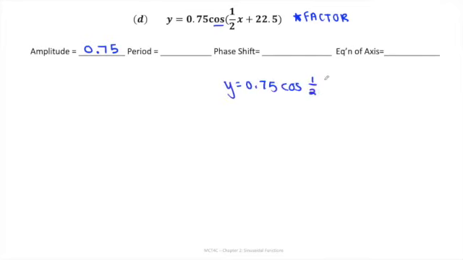Pull out that half from there, and when you pull out that half, you're actually going to multiply that 22.5 by 2. So it's going to be x plus 45 degrees. Okay, to pull that out, you're dividing. To pull it out, you have to divide by 2. So then half divided by 2 is multiplying. Okay, your period is going to be 360 degrees divided by 1/2, which is equal to 360 degrees times by 2. So it's going to be 720 is your period. Okay, so just be careful there with that math.